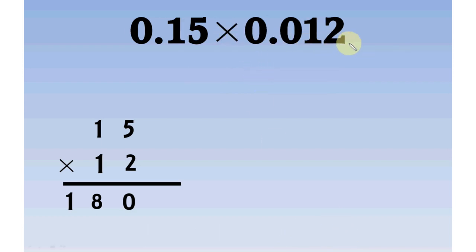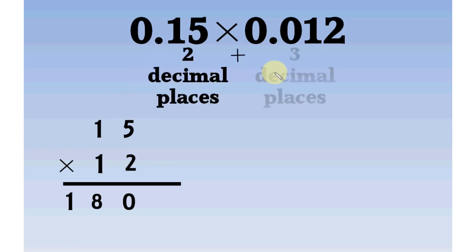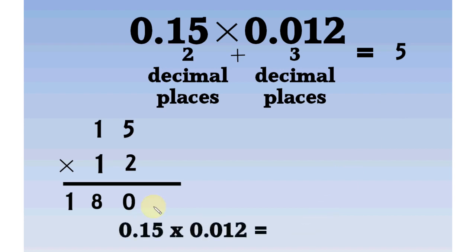0.15 multiplied by 0.012. 2 digits after the decimal here. 3 decimal places here. So, the answer would have 2 plus 3 equals 5 decimal places. Means 5 digits after the decimal. So, we add 2 zeros before it. Please, don't add zeros after the product, because that would change the value. Adding zeros before a number doesn't change its value. So, the answer would be 0.00180.